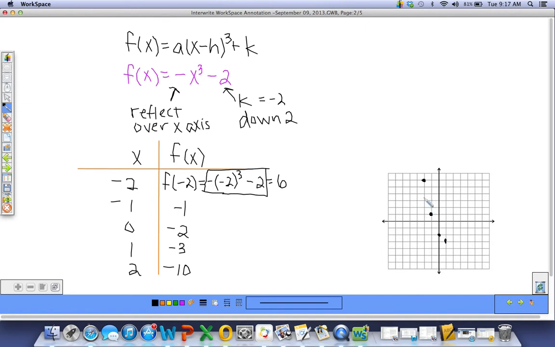Oops, I went the wrong way on that one point, didn't I? I was wondering why it looked weird. So we need to go -1, -1. There we go. And 2, -10. So we're kind of off down here.